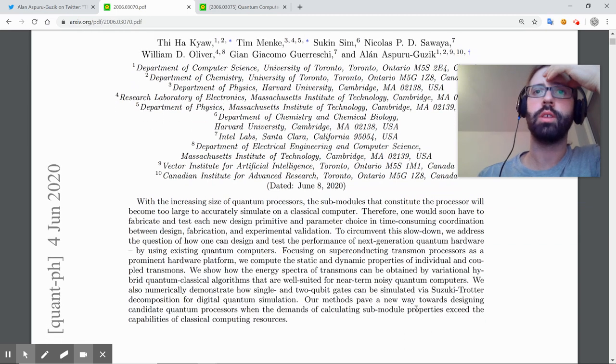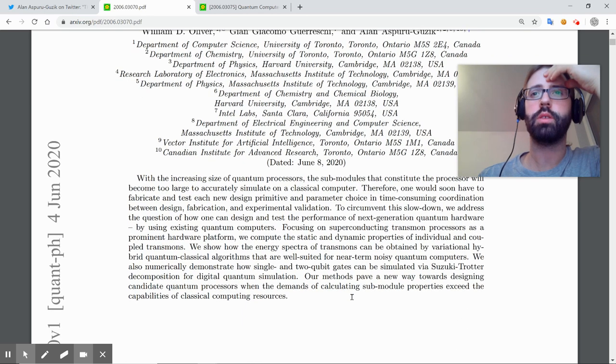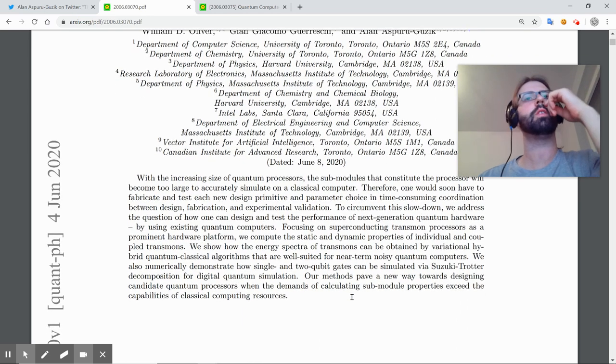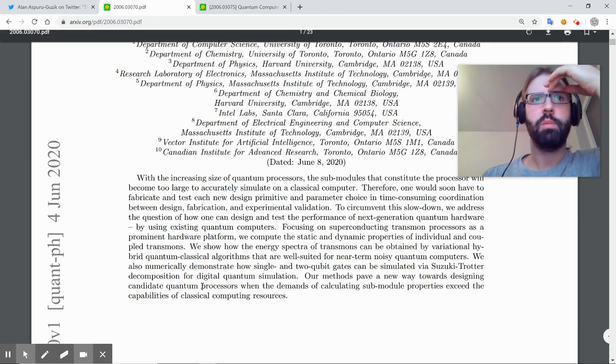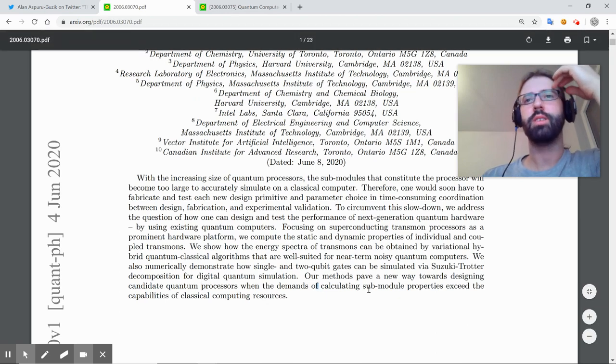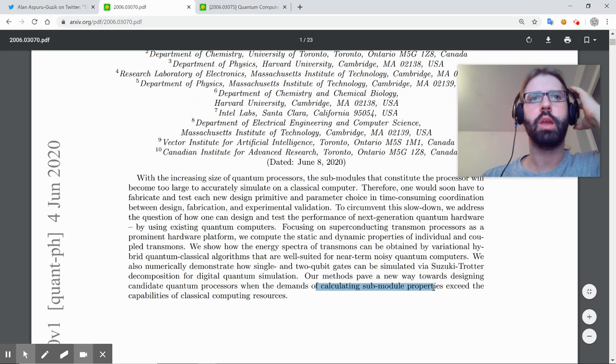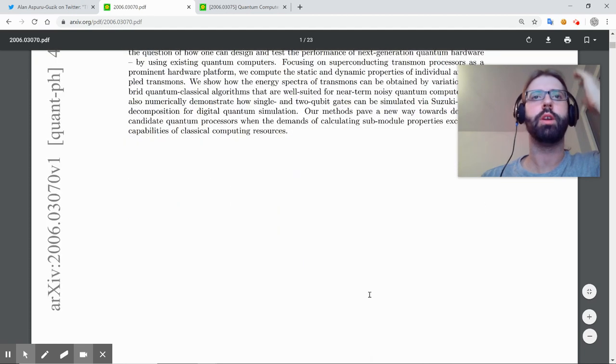That actually sounds like an interesting read. Then our methods pave a new way towards designing candidate quantum processors when the demands of calculating submodule properties exceed the capabilities of classical computing resources. So what are these properties? That's what I want to figure out.